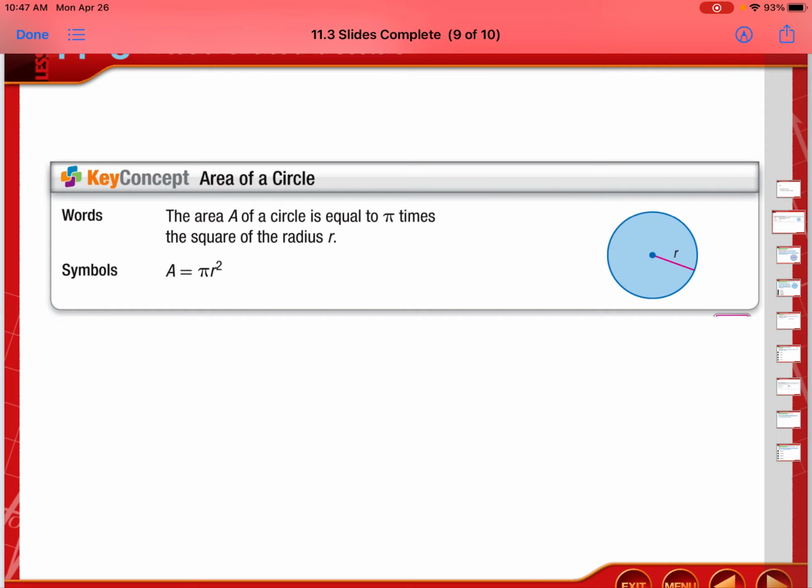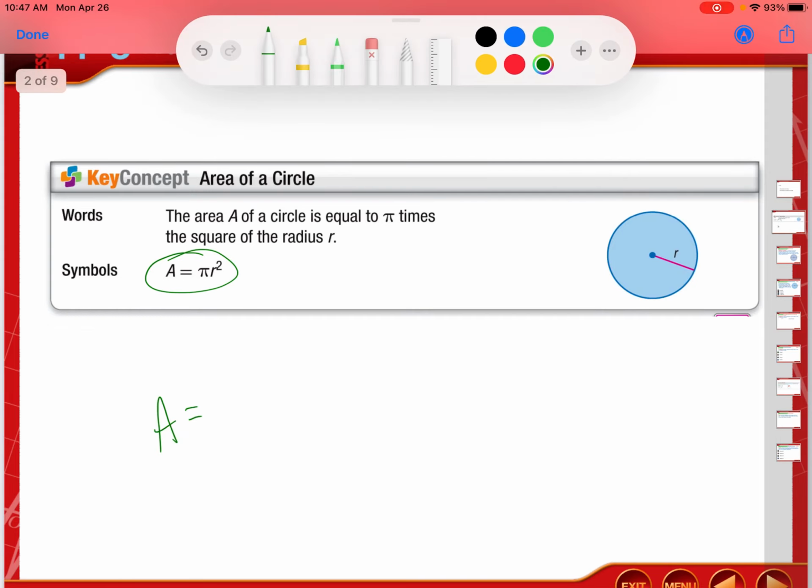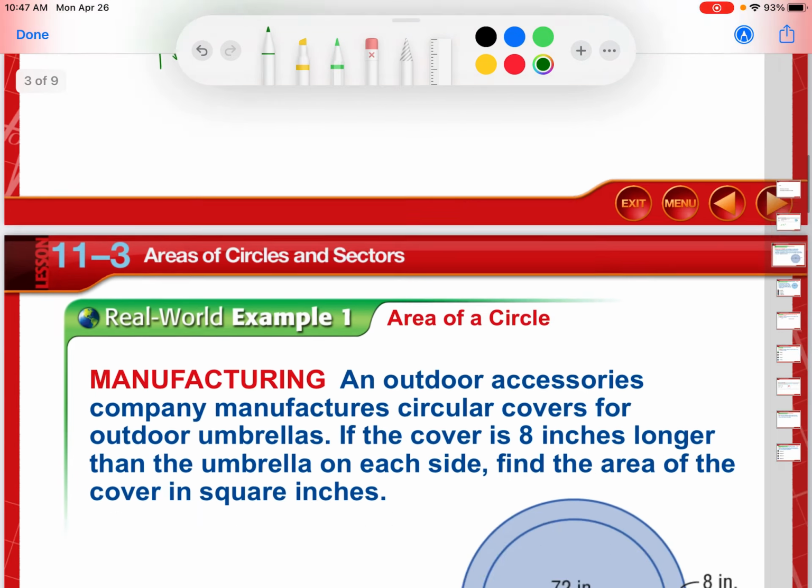Okay, so today we are talking about the area of circles and sectors of circles. First off, let's talk about the area of a circle. To find the area of a circle, we're going to use the formula area equals pi times radius squared. Our radius is half the diameter, so a diameter is 2 times the radius. It's from the center of the circle out to the perimeter of the circle.